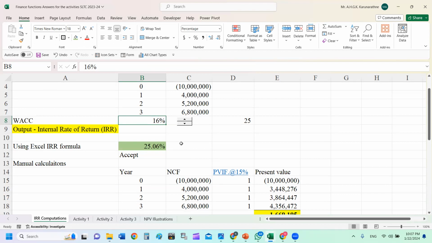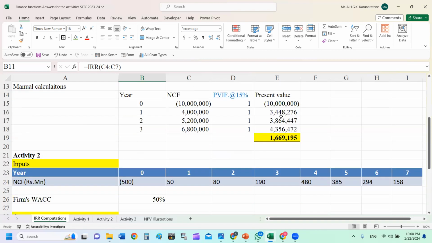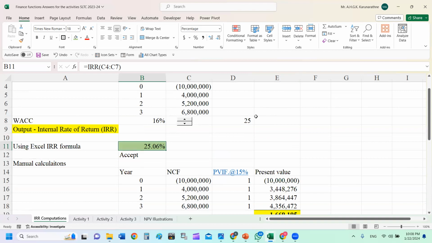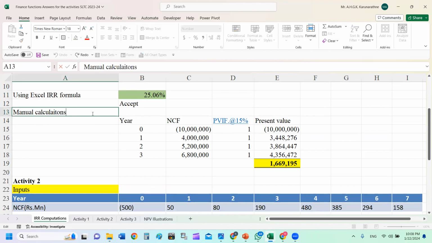How do we compute IRR manually? Using Excel is very easy, just show the cash flow. But for manual calculation, I told you, you need to compute two NPVs. Manual calculation of IRR.